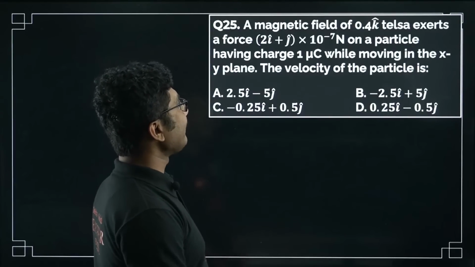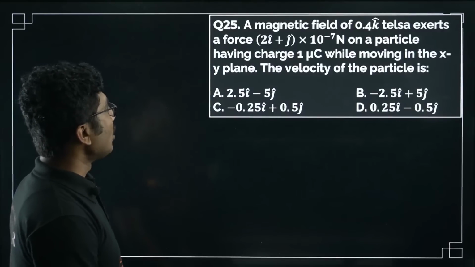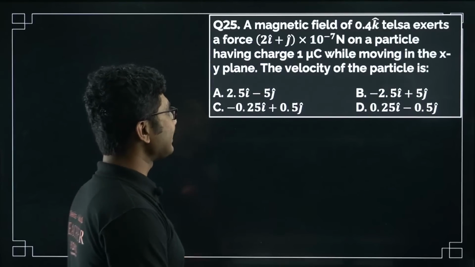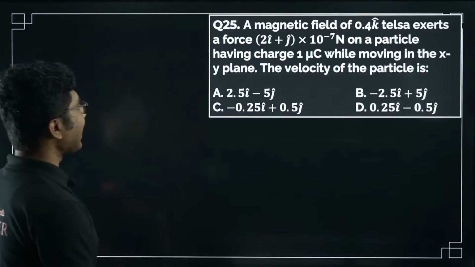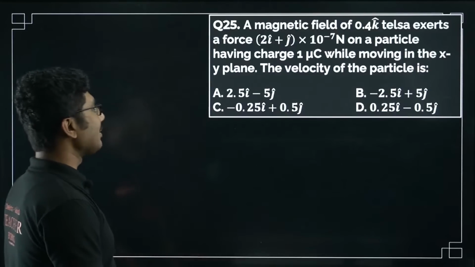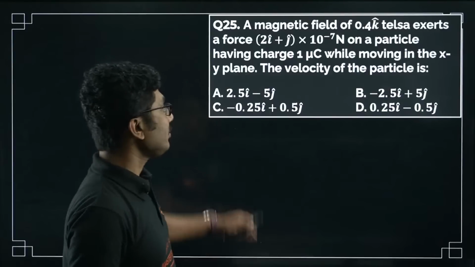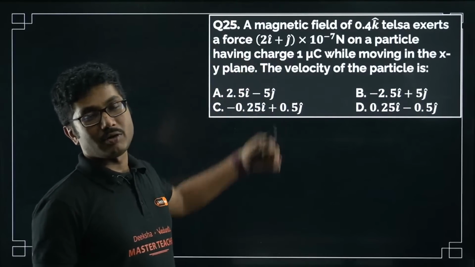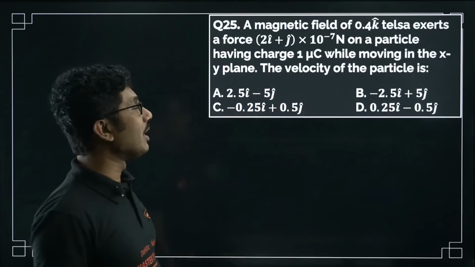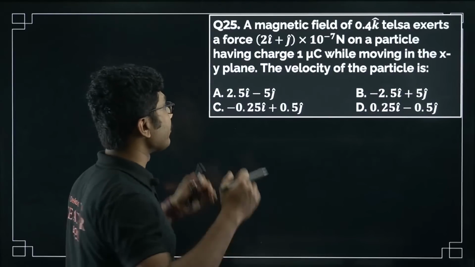A magnetic field of 0.4 k Tesla exerts a force (2i + j) × 10 to the power of minus 7 Newton on a particle having charge 1 microcoulomb while moving in the xy plane. The velocity of the particle is. So this is a question based on moving charges and magnetism. This is also the concept of Lorentz force. Lorentz force is a very, very important concept.